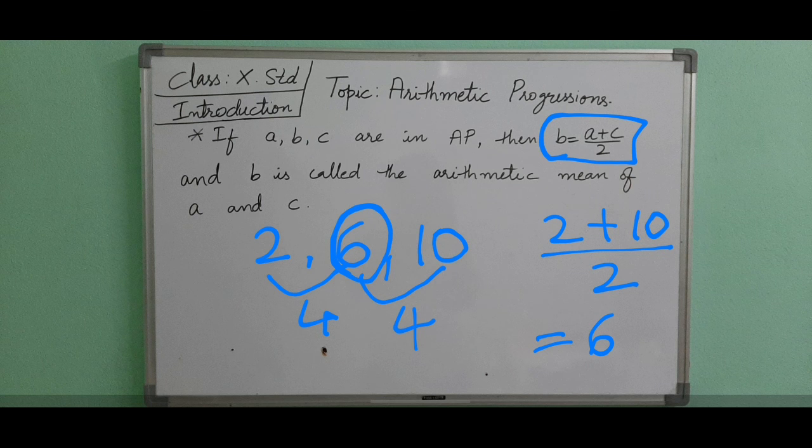What do we mean by arithmetic mean? When 3 terms are given which are in arithmetic progression, only then can we find the arithmetic mean. b equals (a plus c) by 2. With this method, we can find the arithmetic mean for any given terms.